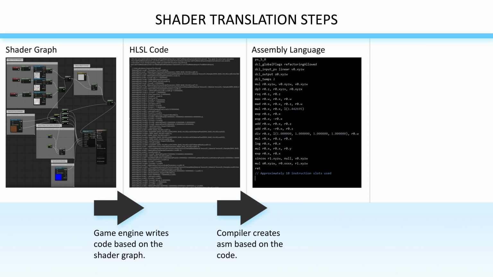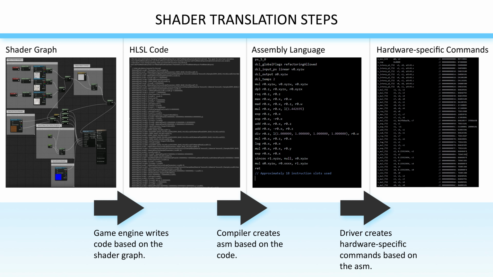There is one more step in this process. The graphics API sends this list of instructions to the graphics driver, and the driver again translates this list of instructions directly into commands that are optimized for your specific graphics card. So the assembly language instructions in the previous step are generic for all graphics hardware, but in this step, we're making commands that are custom for your specific graphics hardware.